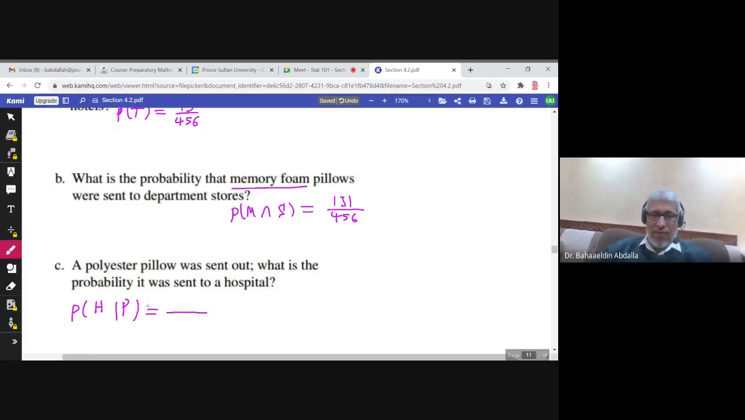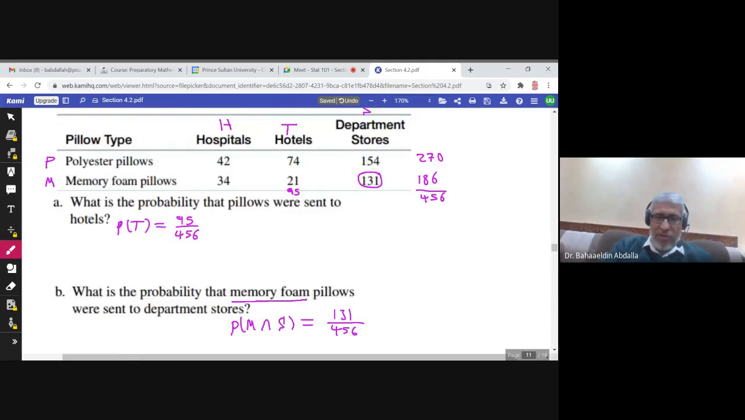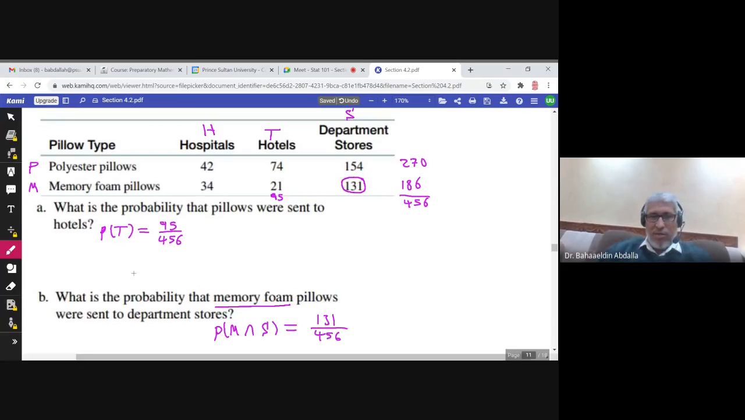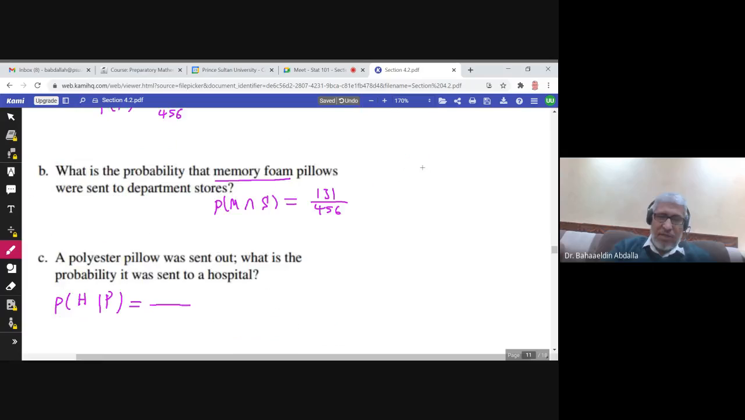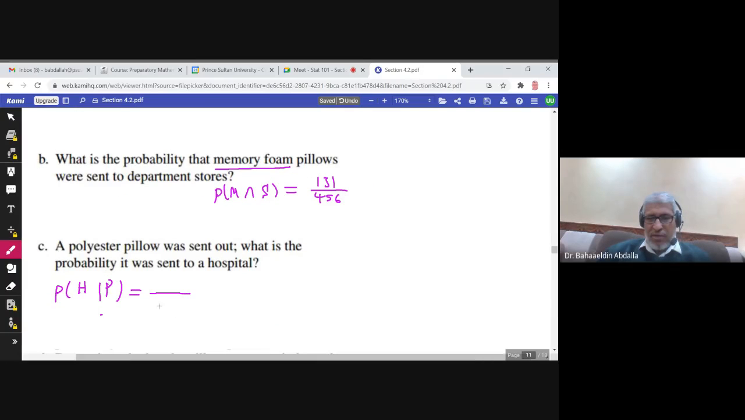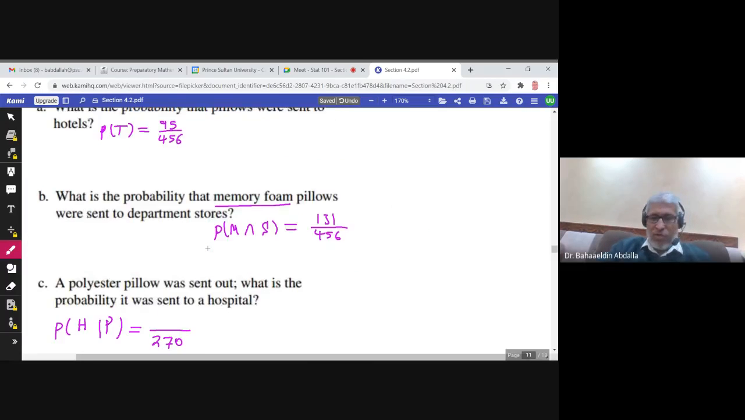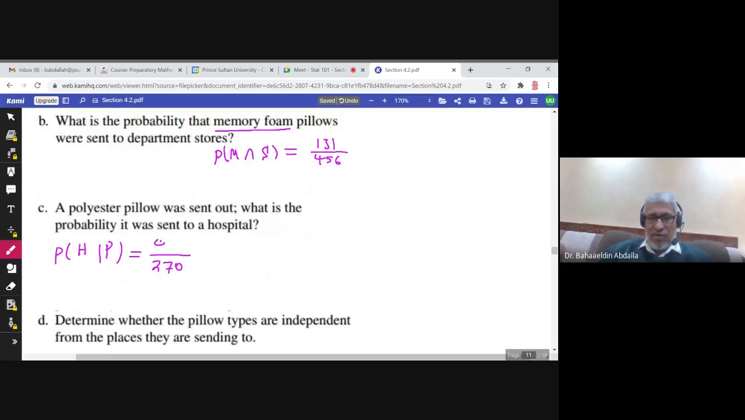You can use the formula or you can use the method I taught you from the table. So you find the number of P, the number of polyester pillows, it is 270. We will divide here by 270 because it is the total number of polyester pillows, and we know that the pillow sent was a polyester. Now what about H? How many of these 270 were sent to hospitals? Only 42. So 42 divided by 270 will give you this probability.